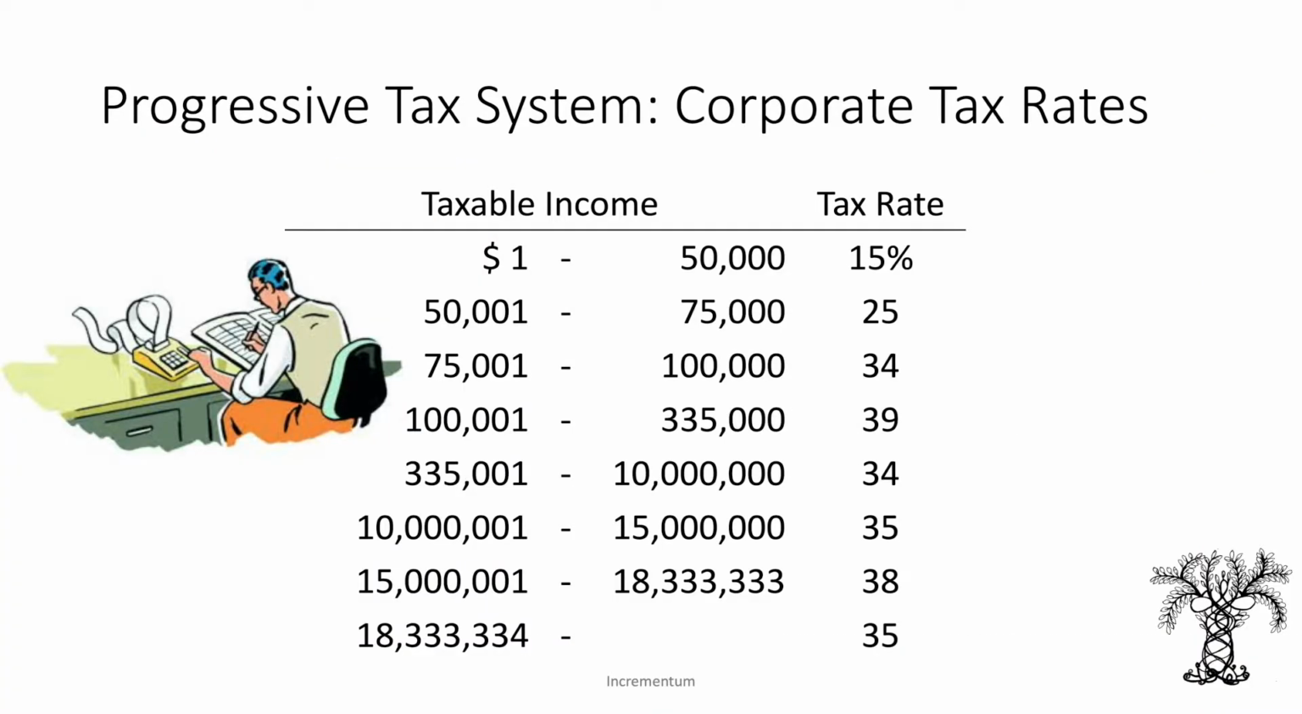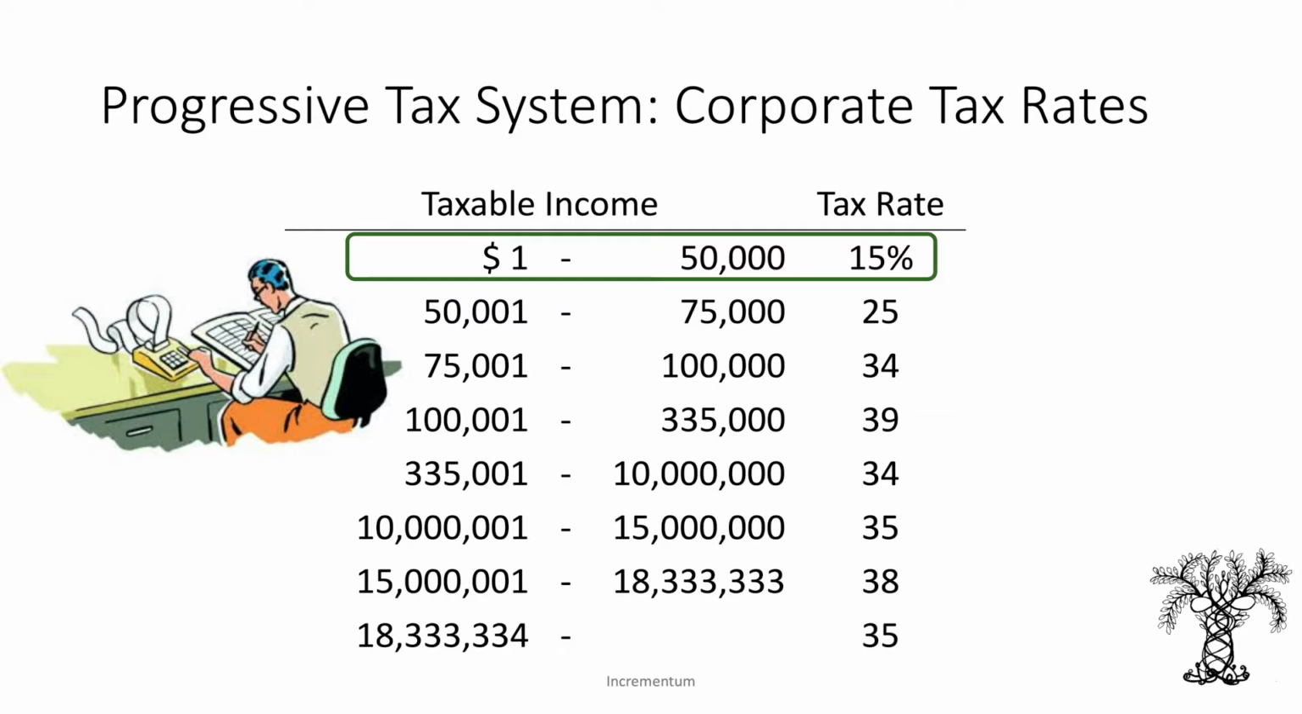This is what a progressive tax system looks like. We've got taxable income brackets, and then we've got the tax rates that we apply to those different brackets. Here's how this works. Everyone's first $50,000 of income gets taxed at 15%. Let's suppose you made $25,000 of taxable income this year. All $25,000 would be taxed at 15%, because it's all still in this first income bracket. Let's suppose instead that you made $120,000 of taxable income this year. The first $50,000 of that $120,000 would still be taxed at 15%.